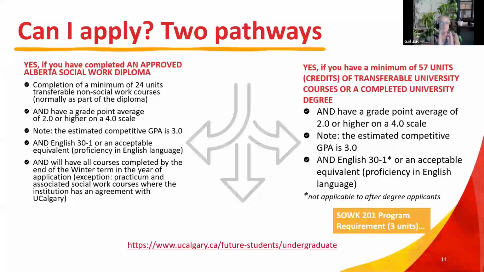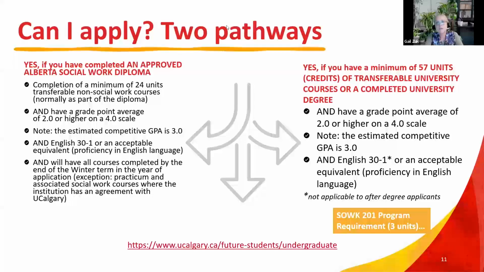Okay. You need 57 units. And these courses have to be transferable to the University of Calgary. So maybe you took them at a different institution in Alberta or somewhere across Canada, or maybe even outside of Canada. And I'll talk about that in a minute. But you need to have basically 19 courses or 57 units. The 20th course is a program requirement. It's called Social Work 201, and I'll talk about that. Again, the estimated GPA is a 3.0.